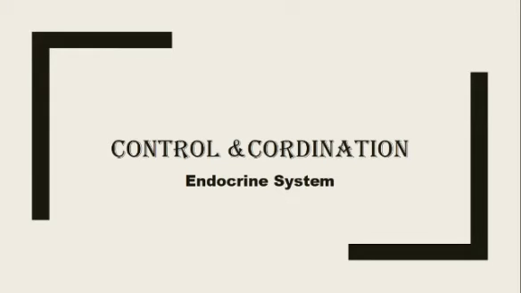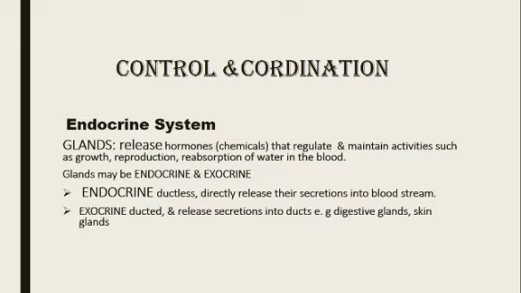And the topic which we are going to discuss is endocrine system. What is endocrine system? Endocrine system is a system of some glands that release hormones or chemicals, and these are the specific messengers that regulate and maintain the activities. Some activities such as growth, such as reproduction, such as reabsorption of water and glucose level in the blood, all these are regulated by hormones or by these chemicals which are released by endocrine glands.